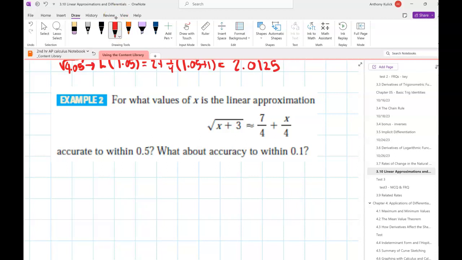So what do we need to have? So you can't plug it in. We need f of x minus L of x to be within 0.5, right?